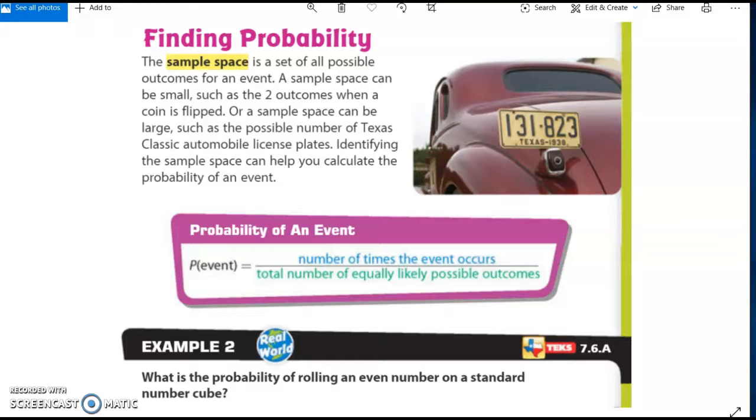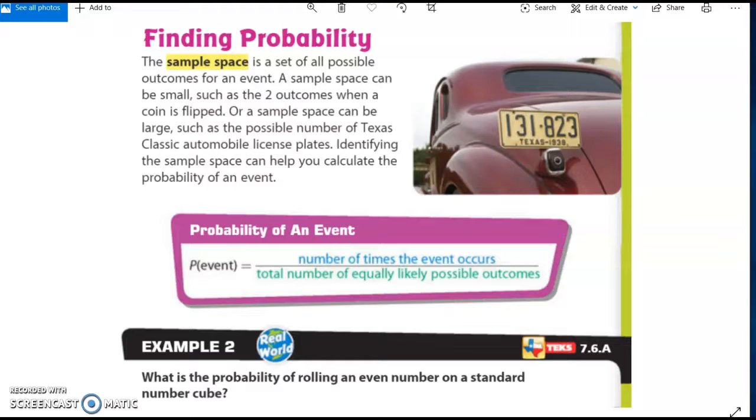As I notice here in the purple box in the middle, we have our shorthand P. In the parentheses, we would put the event or name of the event. It could be P(event), it could be P(E), it could be P(heads) for the probability of finding all of the times that heads would be flipped. That's going to be the number of times that an event occurs, also known as your favorable outcome, over the total number of equally likely possible outcomes.